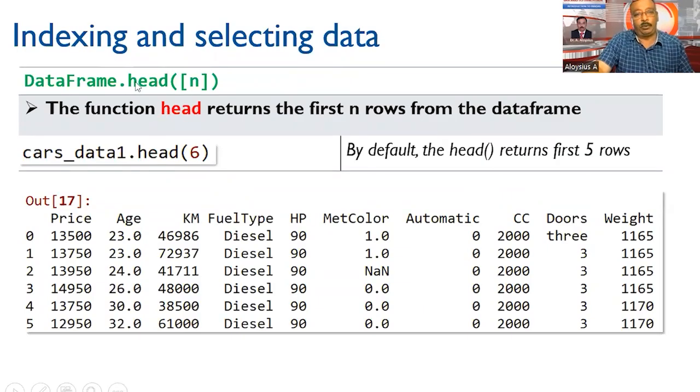Under selecting of data, you are going to have dot head, which will give you the top n number of rows. So data frame dot head within brackets, the n is optional. By default, if you do not specify anything, the first 5 rows will be selected. Or if you want a specific number of rows, you can specify it here. For example, cars_data1.head(6) will give you the top 6 rows available in the data frame. And if you do not specify the 6, the first 5 rows will be displayed by default.